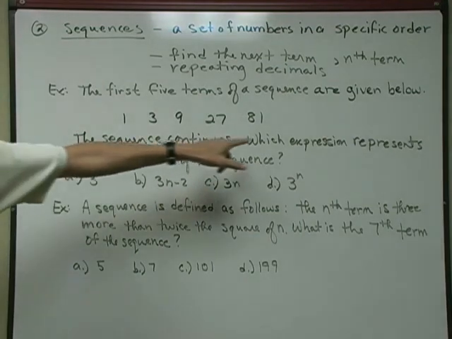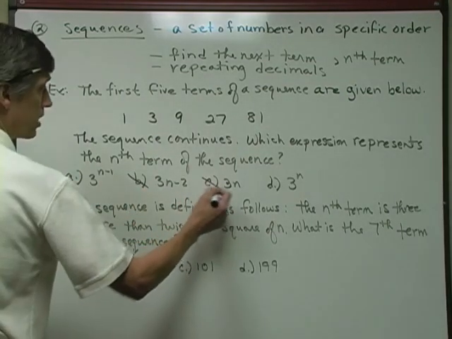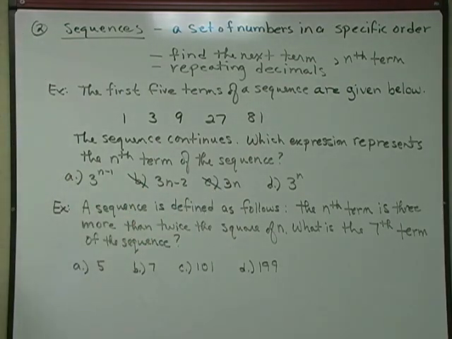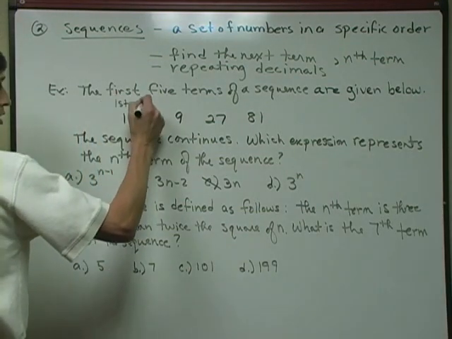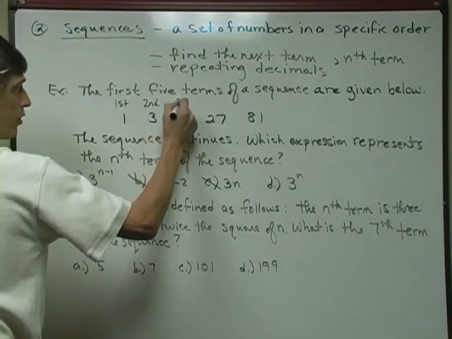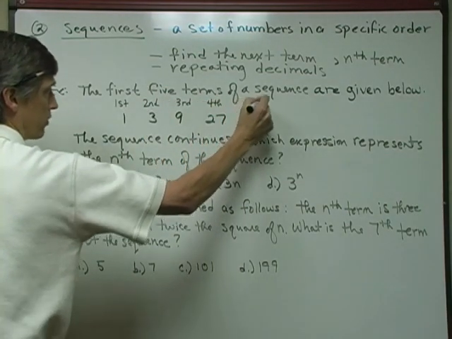It says the sequence continues. Which expression represents the nth term of the sequence? Now, the nth term is the general term. That's why the n is in all the choices here. And because it has to do with powers of 3, I'm pretty sure it's not going to be b or it's not going to be c. But maybe the easiest way to think of this is that this is your first term, this is your second term, this is your third term of your sequence, this is your fourth term, this is your fifth term of your sequence.